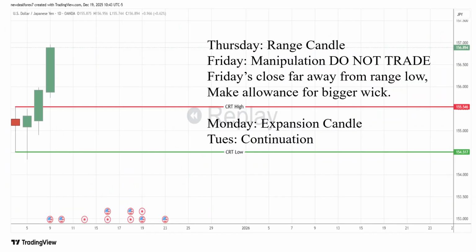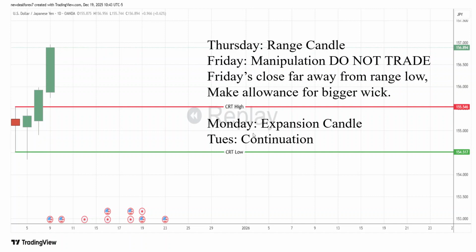Okay, let's take a look at a couple more. So this was another long example here. You have the range candle on Thursday, Friday the elimination. We're not trading that. Now, notice the close. The close is all the way up here. So we have to make allowance for the wick. Again, price does not move in a straight line. If it closes all the way up here, then we have to be patient to see how far price is going to go down before it starts to come back up.